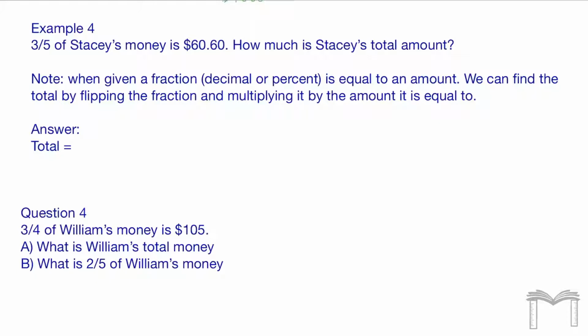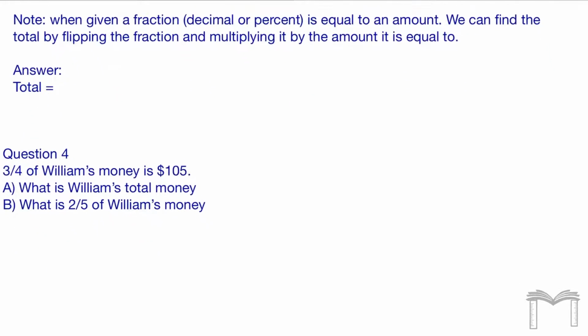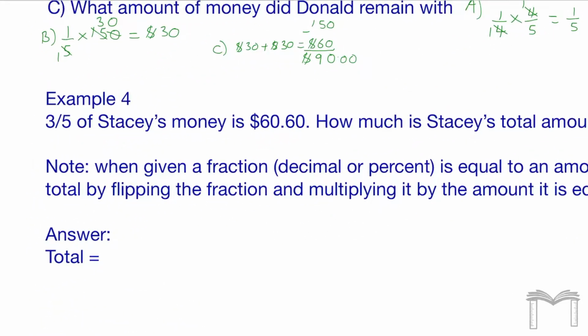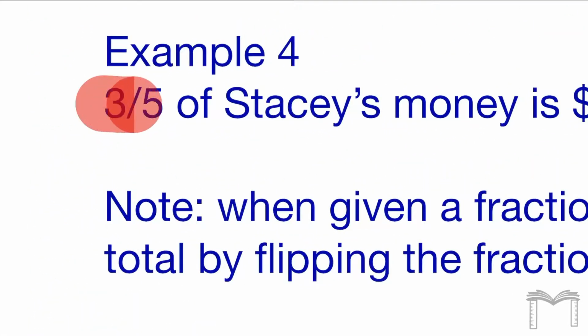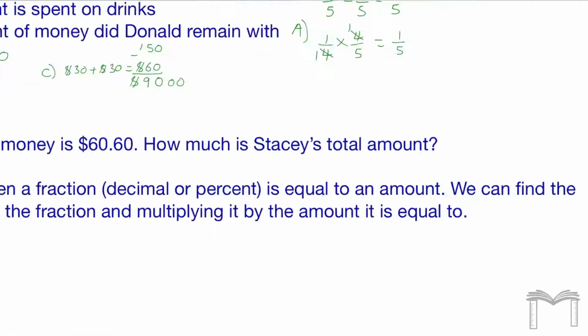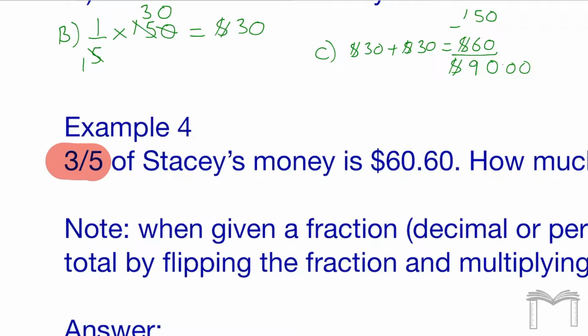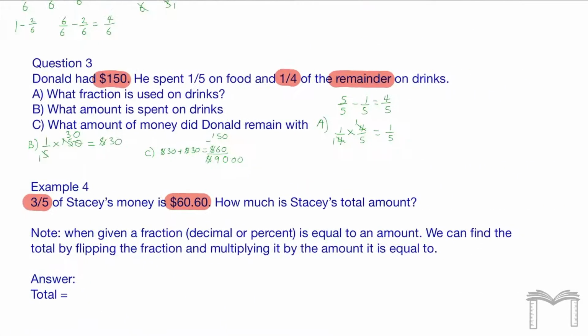Example 4. 3/5 of Stacy's money is $60.60. How much is Stacy's total amount? So we have an important note that follows. When given a fraction, and this can also be a decimal or percent, once it can be written as a fraction, so in this case a fraction, 3/5, is equal to an amount. So we have that fraction being equal to an amount. 3/5 is equal to $60.60.